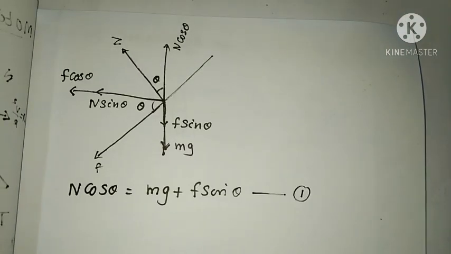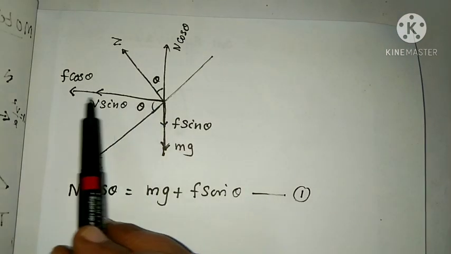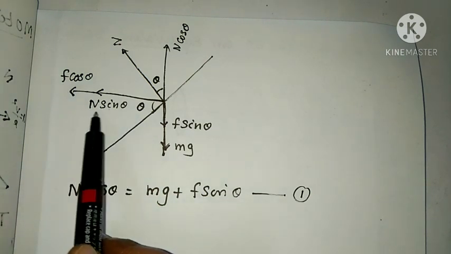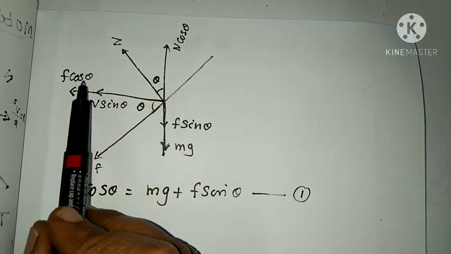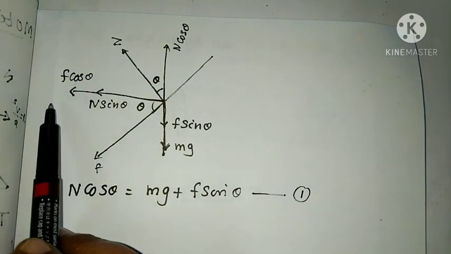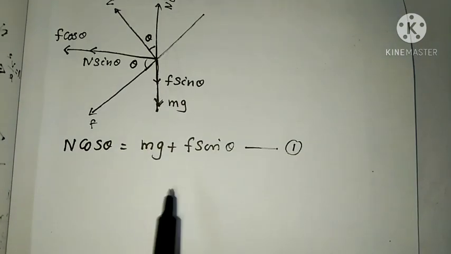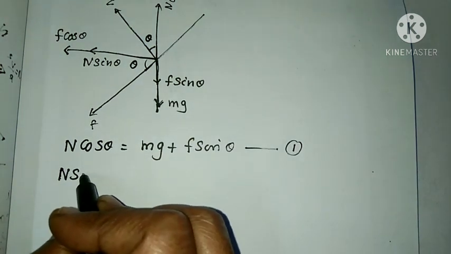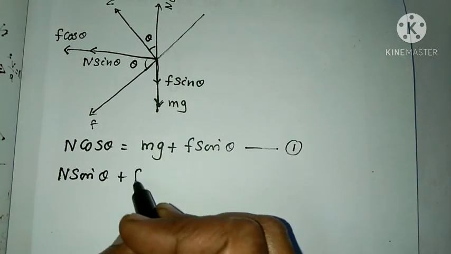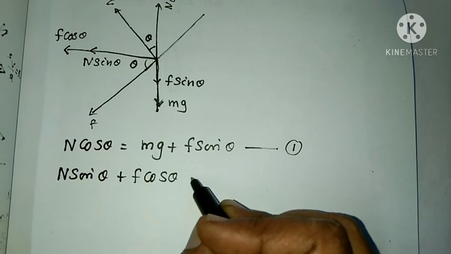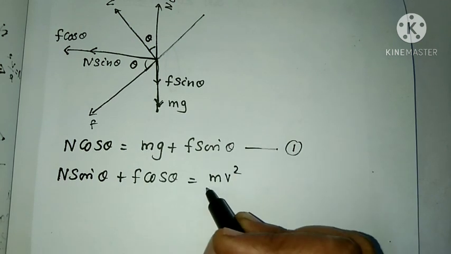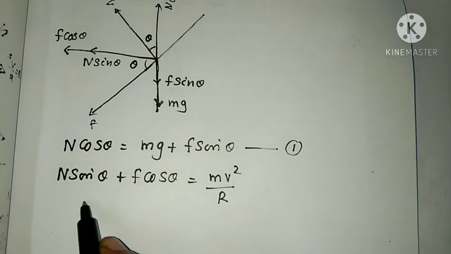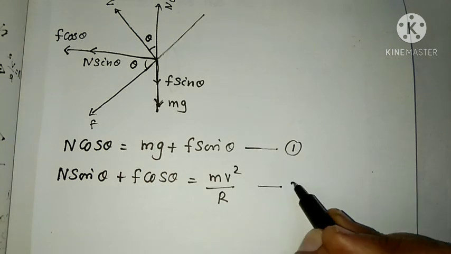Then here the centripetal force is provided by the components of N and F. So we can write N sin theta plus F cos theta equal to the centripetal force mv square by r. So the centripetal force is provided by the components of N and F. This is equation number 2.